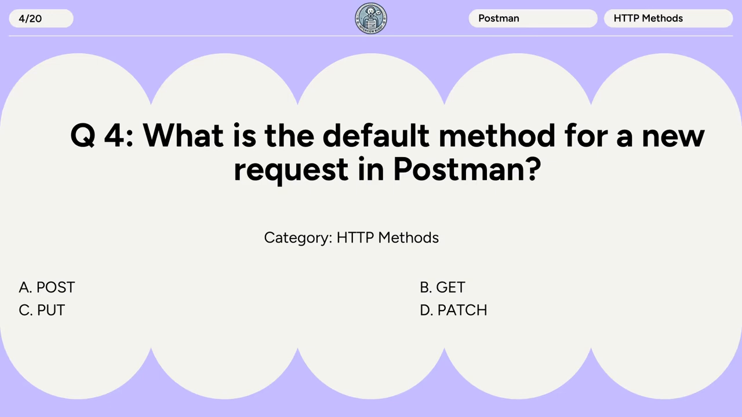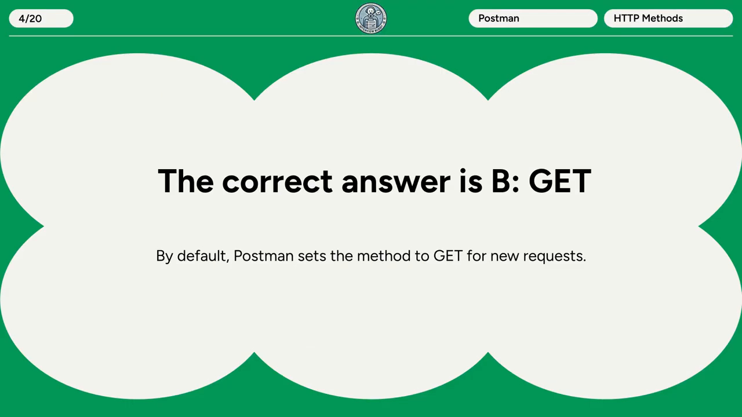Question 4. What is the default method for a new request in Postman? A. Post. B. Get. C. Put. D. Patch. The correct answer is B. Get. By default, Postman sets the method to get for new requests.